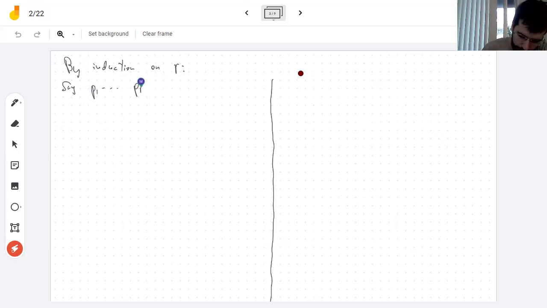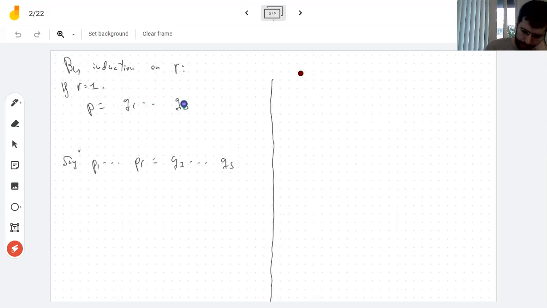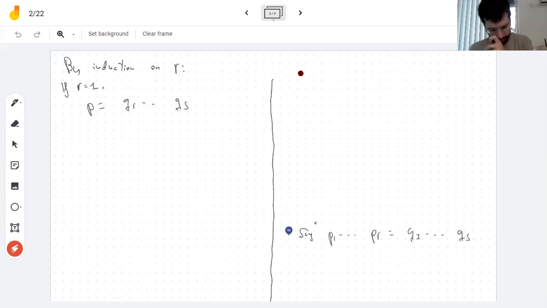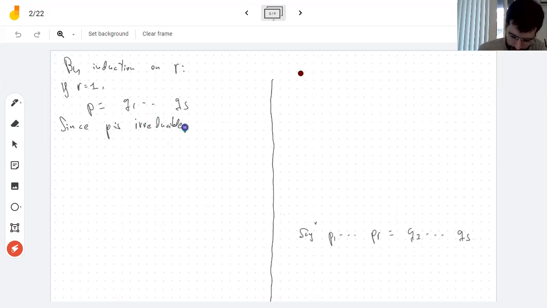Say P1 all the way to PR is Q1 all the way to QS. Could I say R is 0? Let's say R is 1. If R is 1, I have that an irreducible is a product of irreducibles. Since P is irreducible, S must be 1, and say P is Q1, and we're done. Being irreducible means you can't be factored, so that's it.